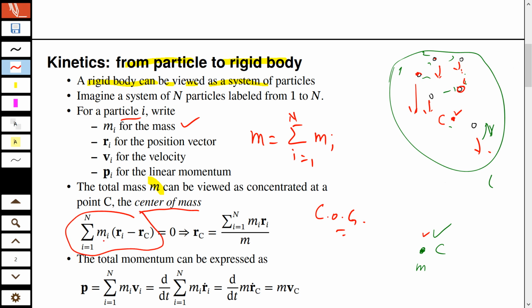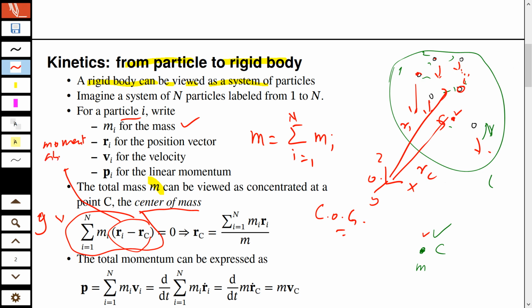This equation only has a missing g. If g was there, then you are basically taking the moments. And because I'm writing ri minus rc, let's say this is some reference x y z, and this is your O, this is rc, and that is ri. So ri minus rc means that I'm calculating this moment about the point C. Zero moment about point C means that is the real center, because all the moments cancel out there.